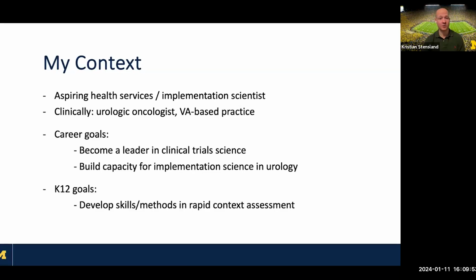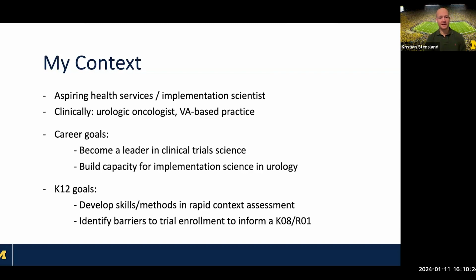Specific to the K12, my goals are to develop the skills and methods in rapid context assessment. So I have a decent basis in implementation science already, but developing that into a rapid way so that we condense the timeline of our qualitative work primarily into a much more feasible time scale, specifically for clinical trials, but also for other things where you want to get new interventions really assessed and deployed as rapidly as possible, something that I really want to become an expert in.